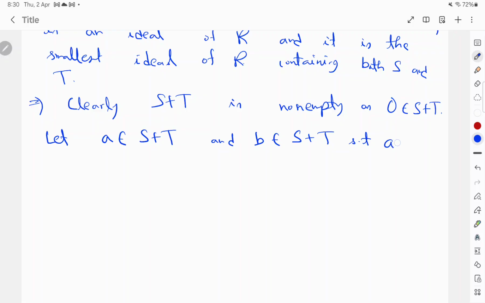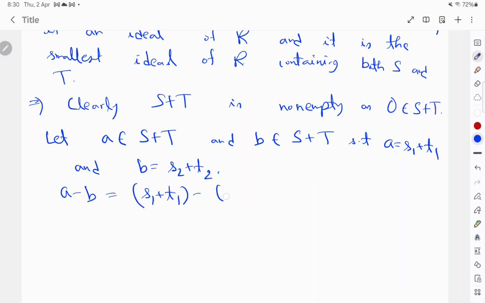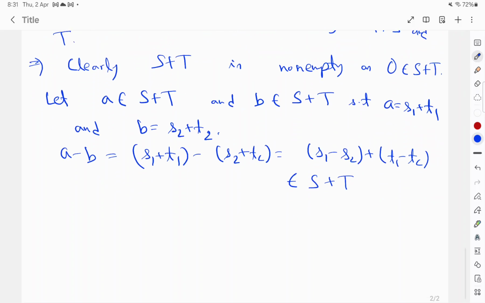So obviously a will look like s1 plus t1, and b will be s2 plus t2. Now how does a minus b look? s1 plus t1 minus s2 plus t2. So from there you have s1 minus s2 plus t1 minus t2. So from there you can say this thing is s, this is t, right? So you can say this belongs to s plus t. This is done.